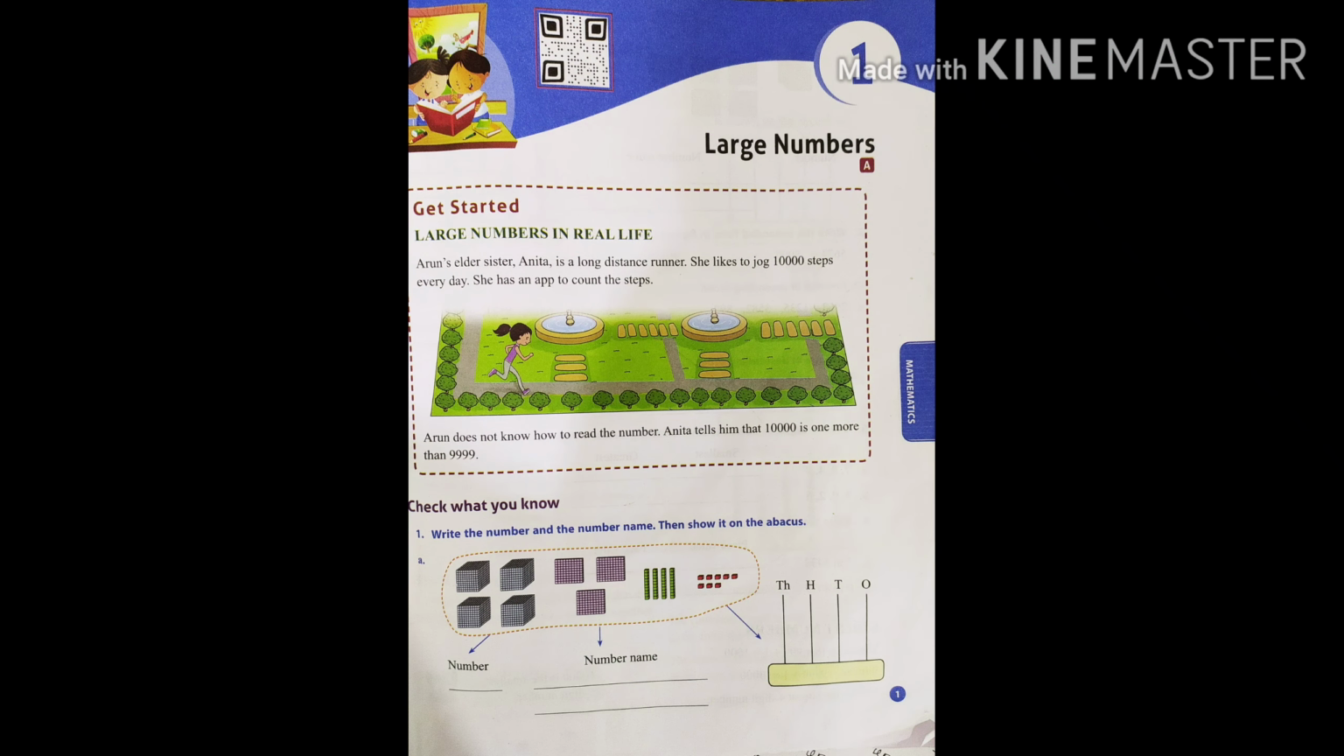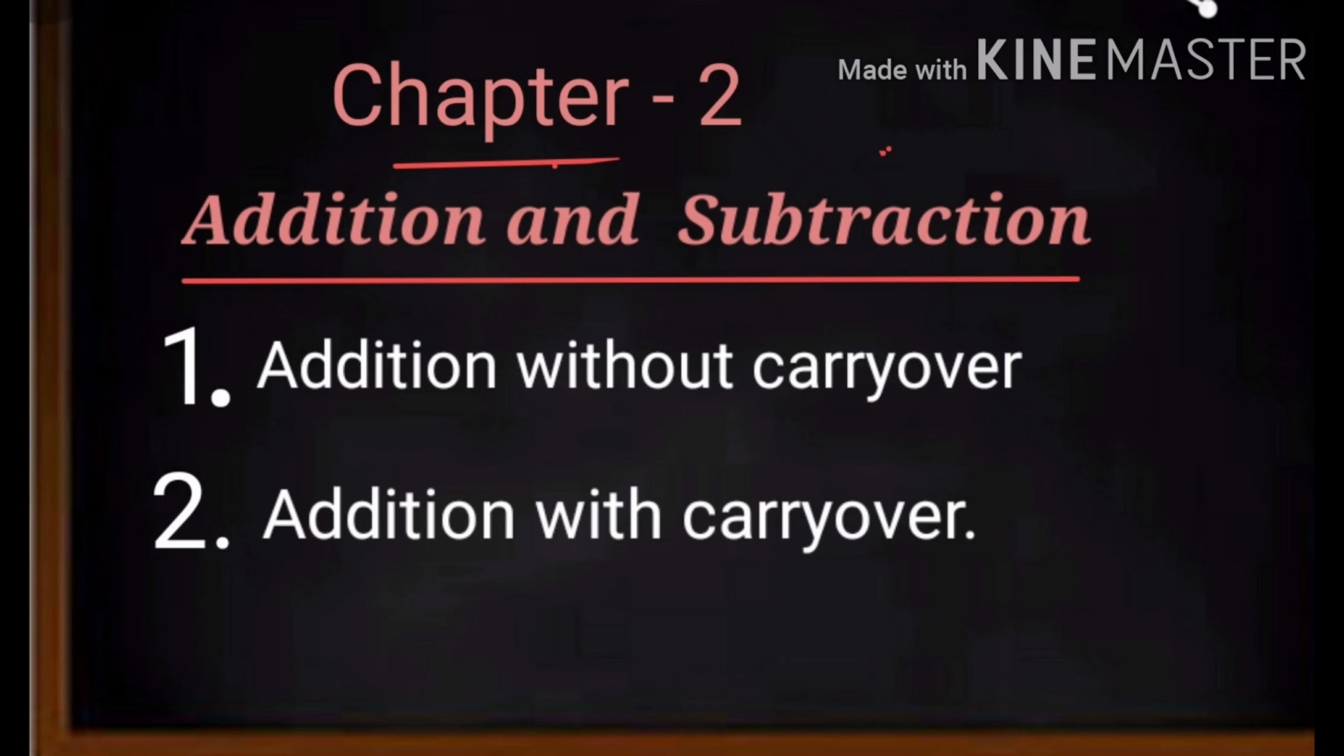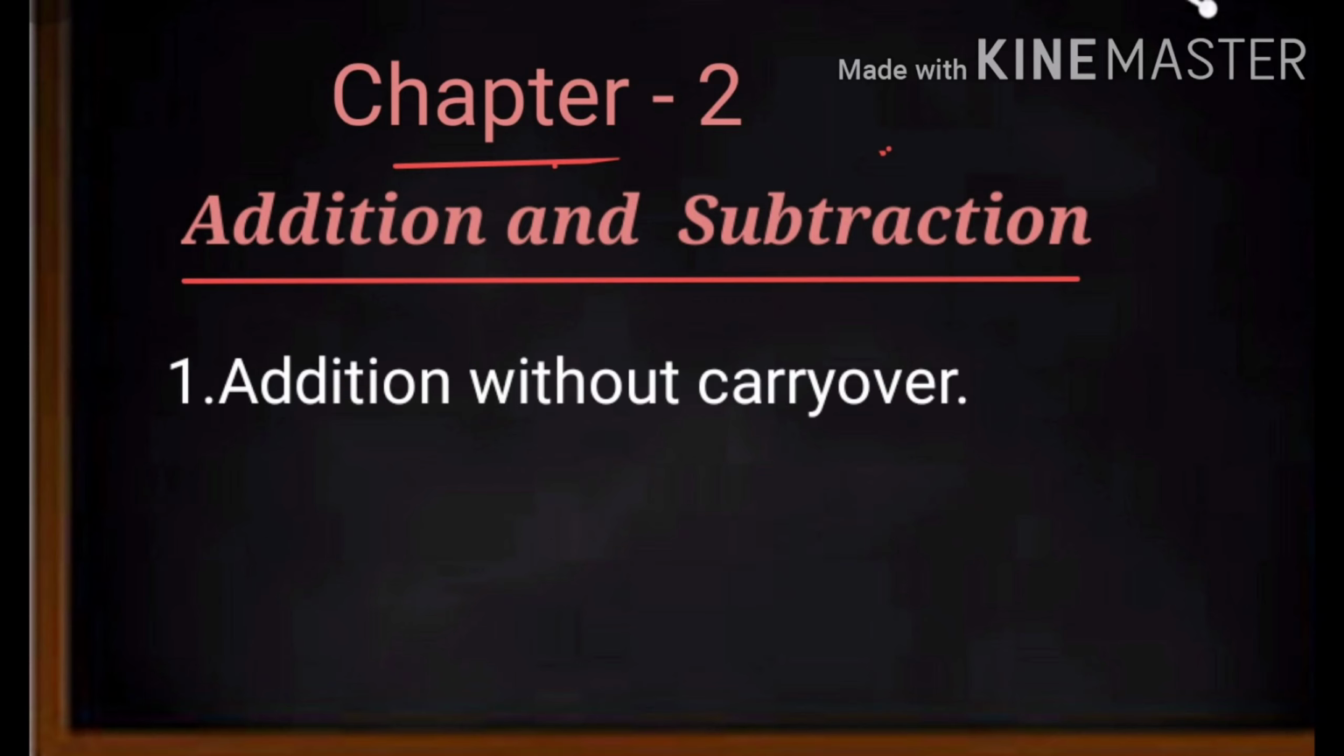Children, we have already completed our first chapter, Large Numbers. Today, we are going to our second chapter, Addition and Subtraction. We have already learned addition and subtraction of numbers. Addition is of two types: addition without carryover, and addition with carryover. First, let us talk about addition without carryover.